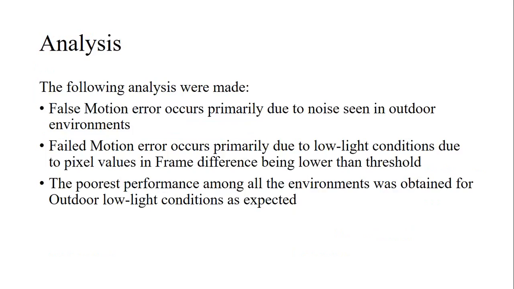Now, let us look at an in-depth analysis as to why the surveillance system behaves differently in different environments. False motion, as we have seen already, is attributed to the noise in the image, while failed motion is usually predominant in low light due to frame difference image having lower pixel intensities than the threshold. Also, most of the errors occur during transition between motion and non-motion frames, and thus these errors can be discarded, although they have been included in the results for fairness.